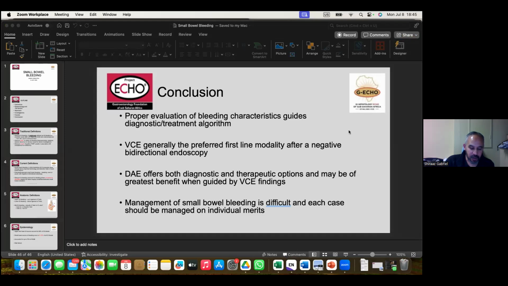Algorithms are always good, but they only give you a framework towards figuring out what to do next. I think your algorithm must be adjusted to your environment in terms of what you have available to do. Do you have capsule? Do you have double balloon? Do you have single balloon? Do you have a good CT service? Do you have a good MR service? Do you have access to Meckel scans? Do you have red cell scans? All those things. And you can individualize according to what you have available and what your local expertise is.